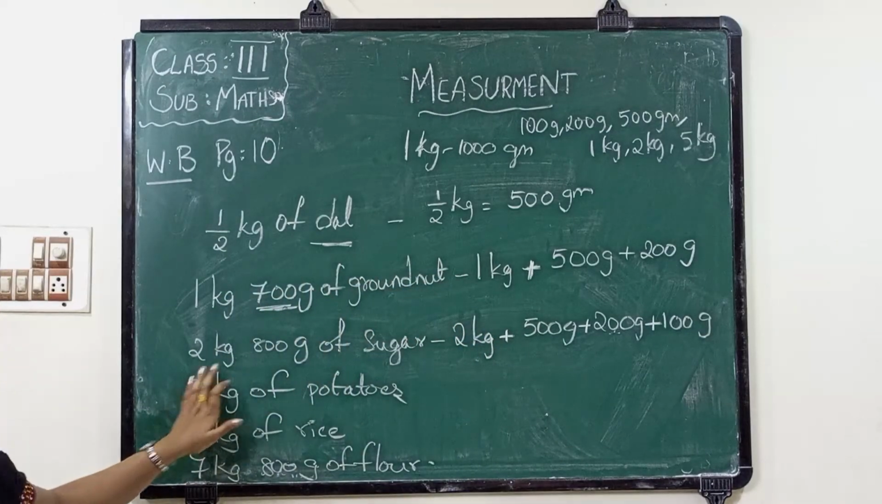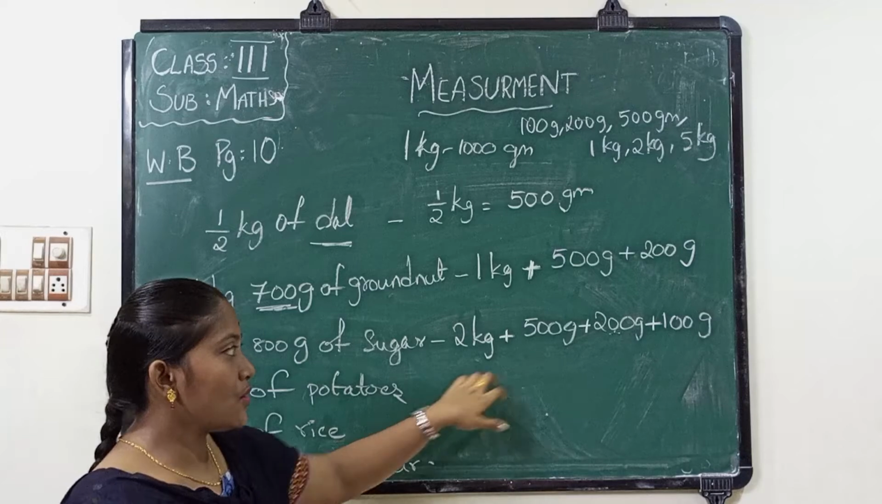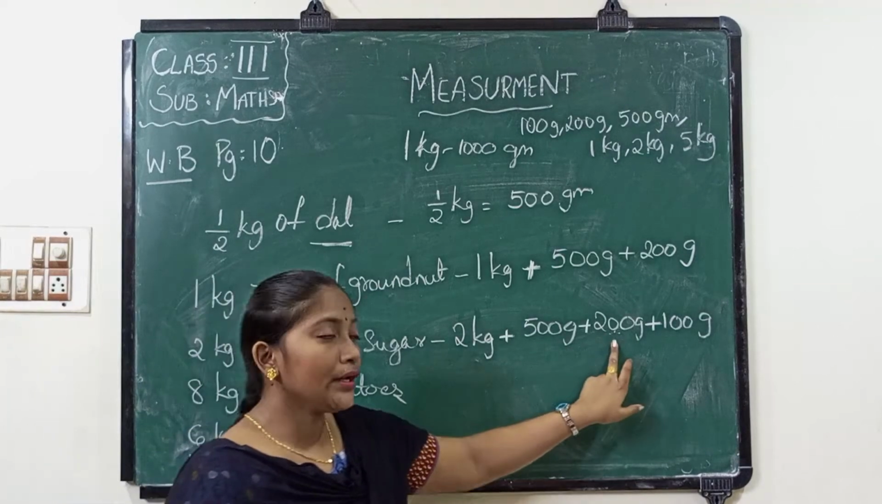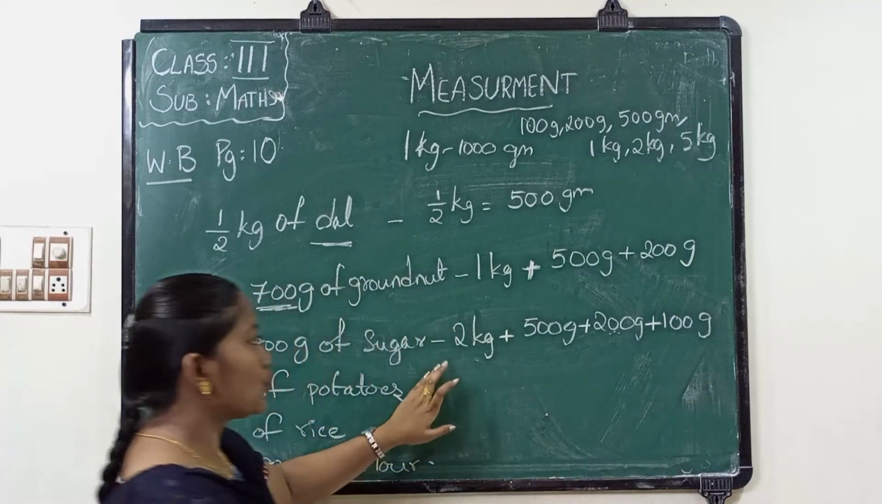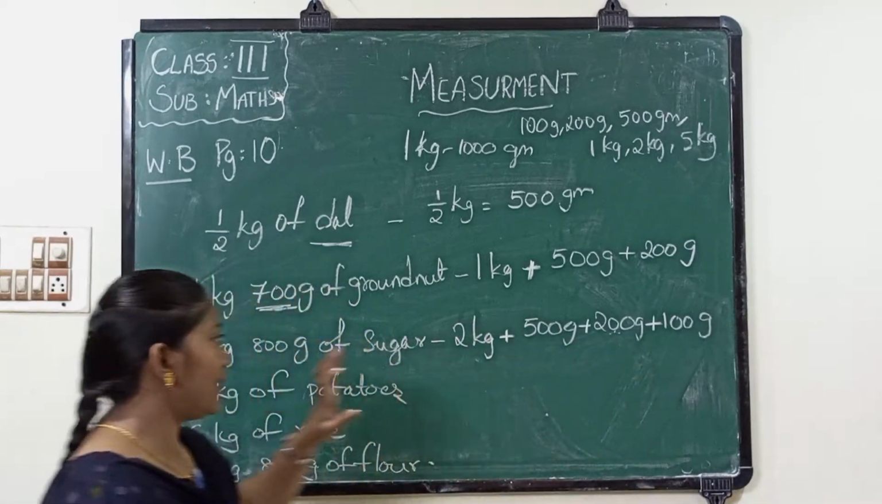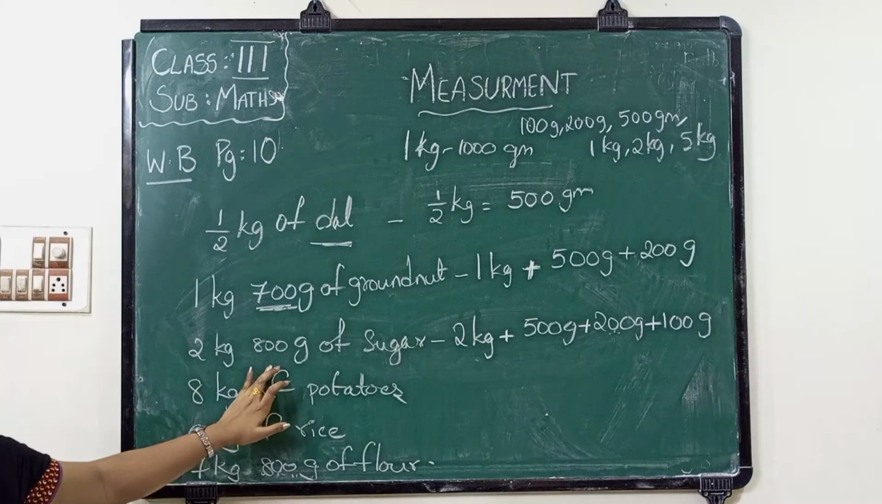So 2 kgs are completed. Here 2 kg stone I used. One 500 gram stone, one 200 gram stone and 100 gram stone I used here. So 2 kgs plus 800 grams.